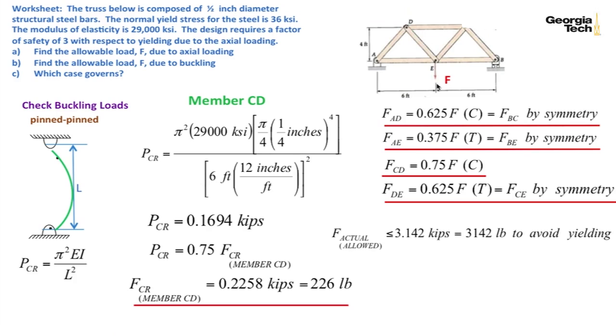And so the allowed load for yielding was 3.142 kips, and so the lesser of those is obviously the buckling condition. And so if we get to a force that's greater than this, we are going to have buckling in member CD. And so that's the limiting condition. And so that's the case that governs. We've solved our problem, and we'll come back and continue on.